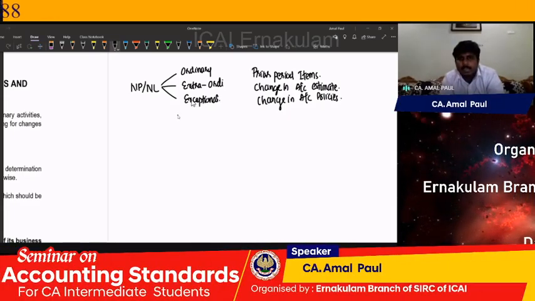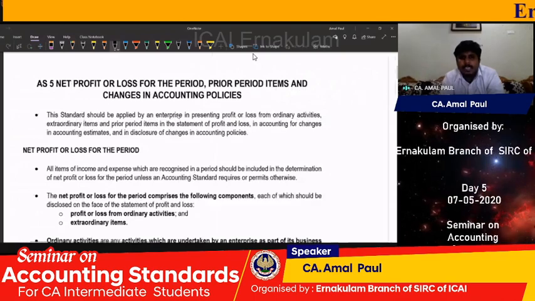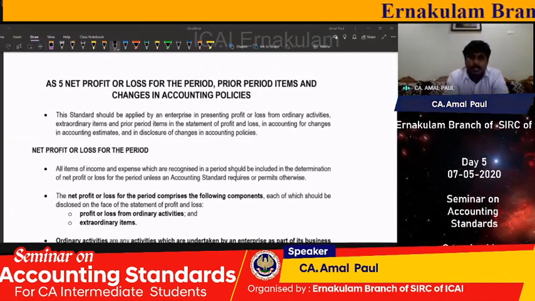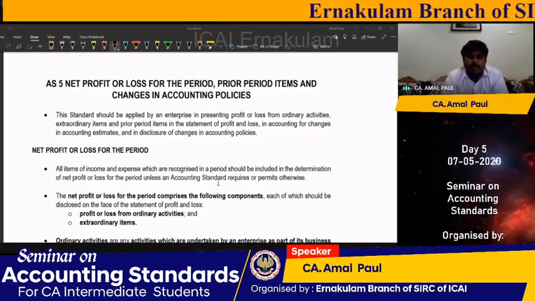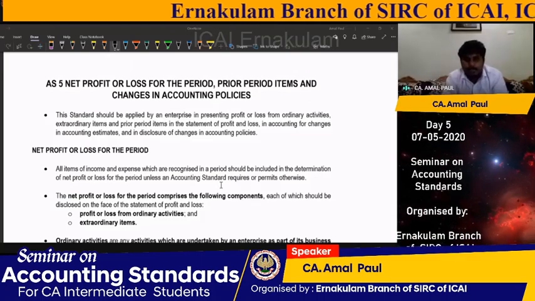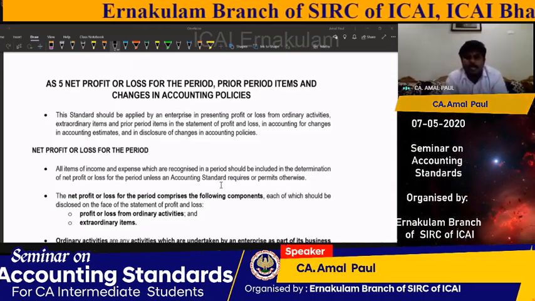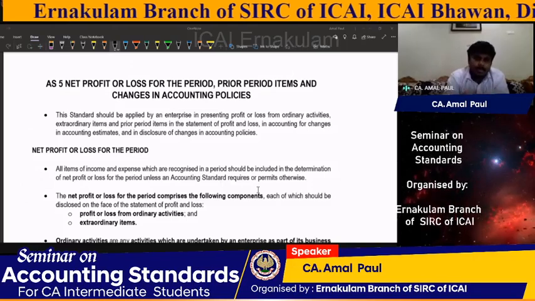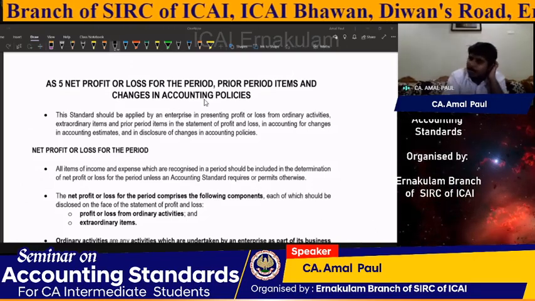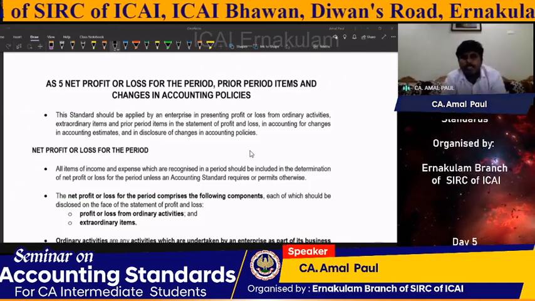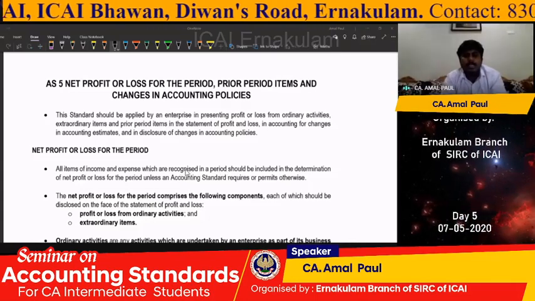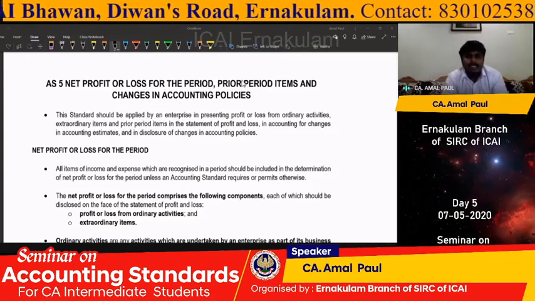So you'll be having net profit or loss for the period. In that you will see what is ordinary activities, what is extraordinary item, and in ordinary activities itself, what constitutes an exceptional item. These 3 concepts we will learn. Then we will move to prior period item. Then we will move to change in accounting estimates and change in accounting policies. There is a narrow gap between these 2, so we have to clearly identify these 2 items.